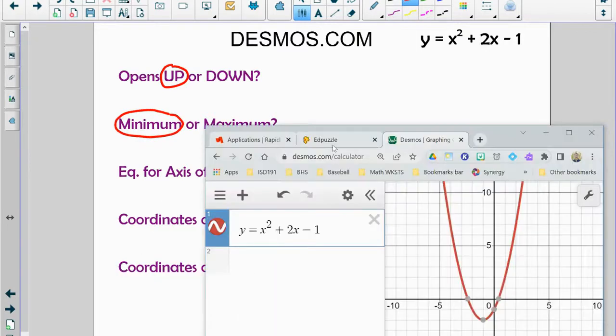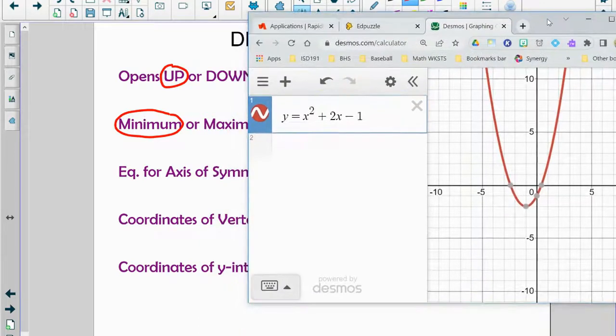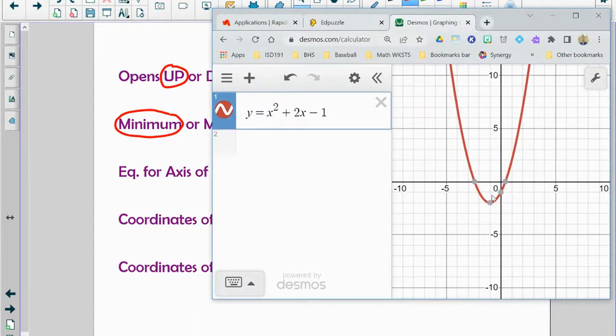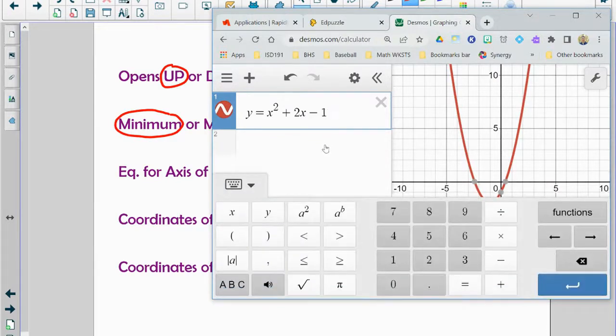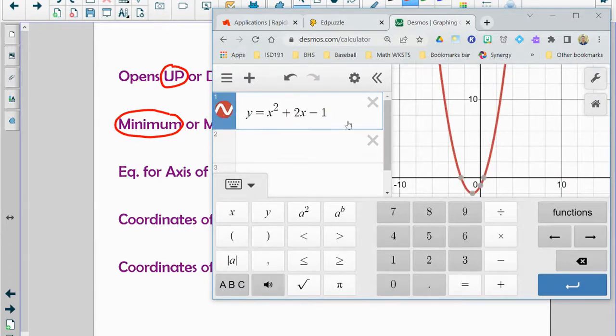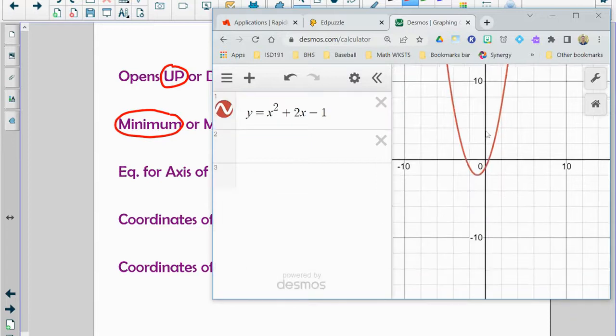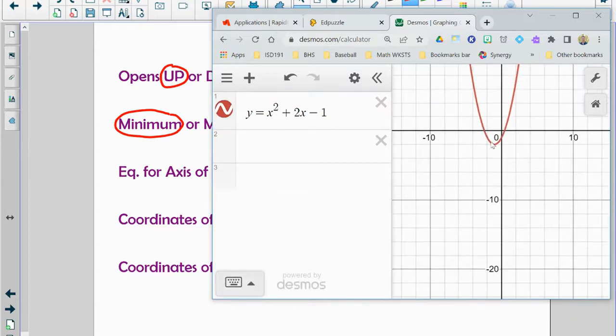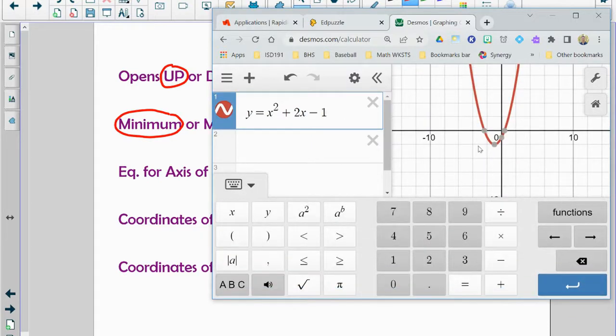Next, I want to actually go to the coordinates of the vertex. And our vertex is right here at the bottom. Now, in Desmos, when you graph an equation, as long as you're still in this box, if I move out of it, notice the little dots disappear. If I go back into this box, it's like highlighting all the important points on that graph. And my vertex is right there at the bottom.